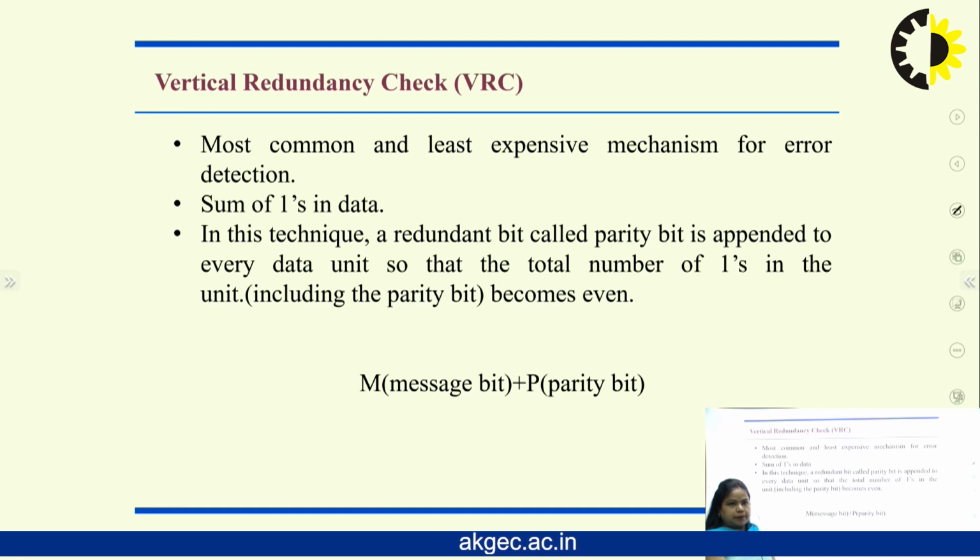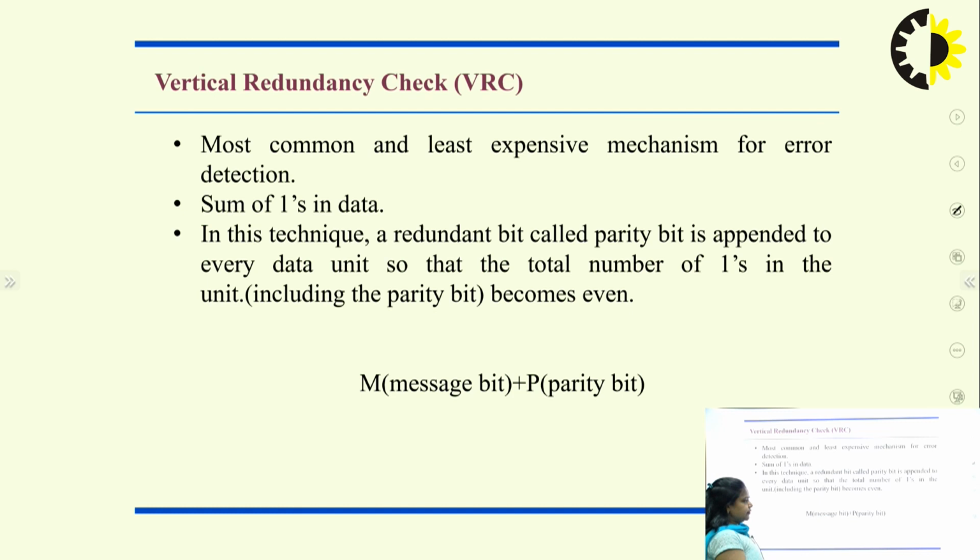This is one of the most common and least expensive mechanisms for the detection of errors. This is the most common or basic method also. Now here what we have to do is simply sum the ones in the data. We have to check how many ones exist in the data. So basically in this technique, the redundant bit, which is also called a parity bit, is appended to every data unit so that the total number of ones in the unit becomes even, right? That is why the generating function or the checker function is called a parity generator. In the case of VRC, we are using a parity generator.